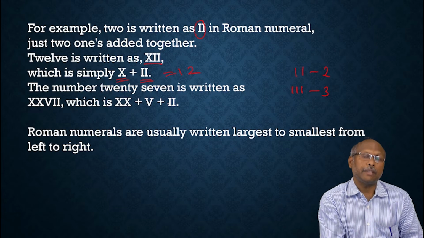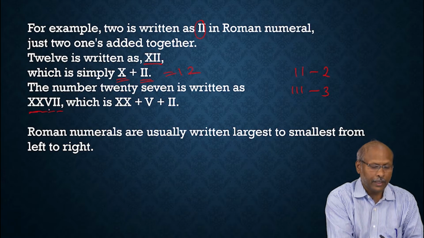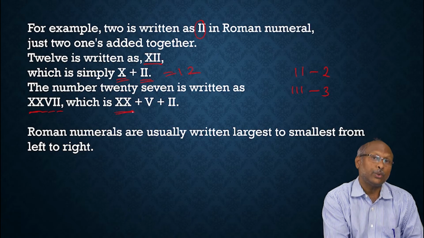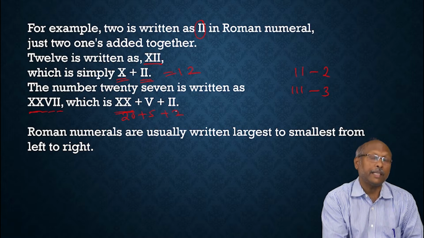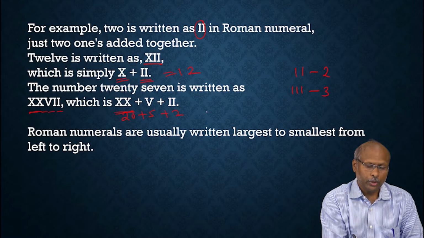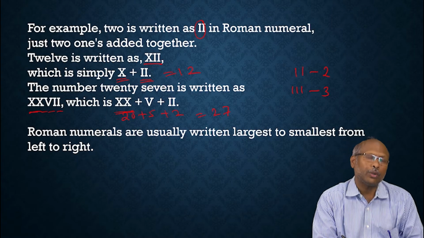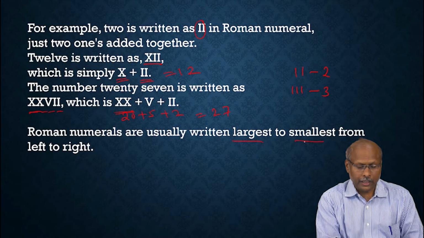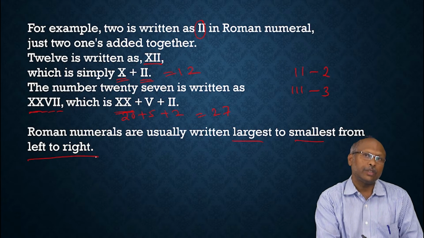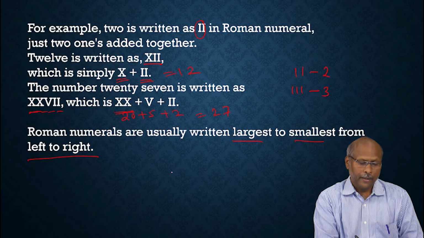Similarly, the number 27, how to write it? XXVII. Here XX stands for 20, because X means 10. Then VII: V stands for 5, and every I is 1, so II means 2. So the total value is 27. This way you are able to convert the Roman number. Roman numbers are usually written from largest to smallest, from left to right. This is a principle you have to remember while converting from Roman to integer.